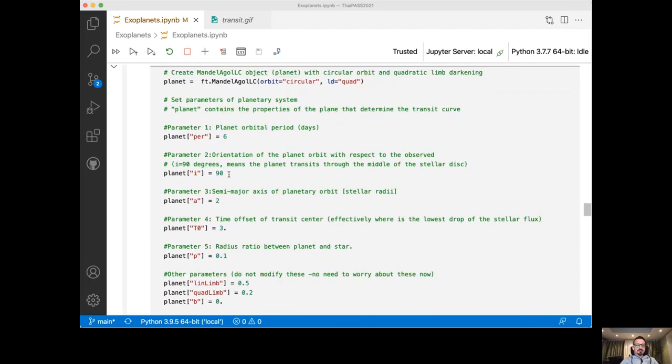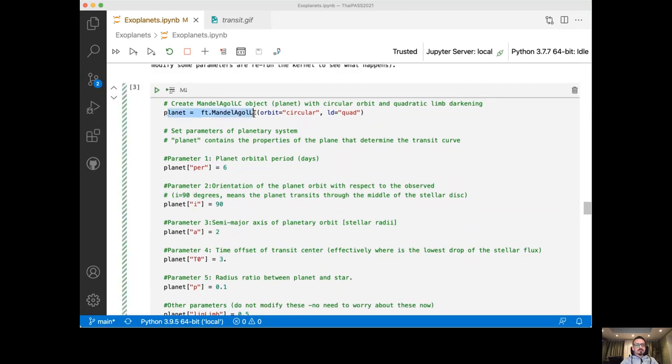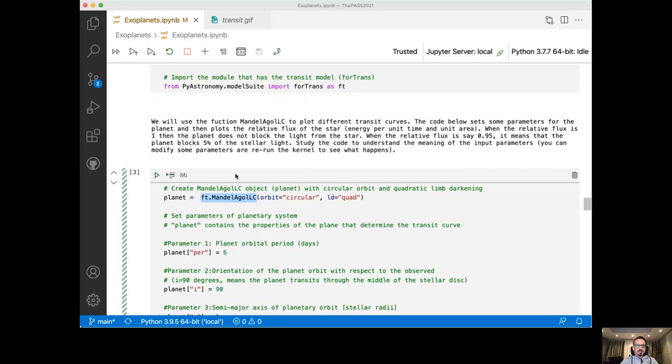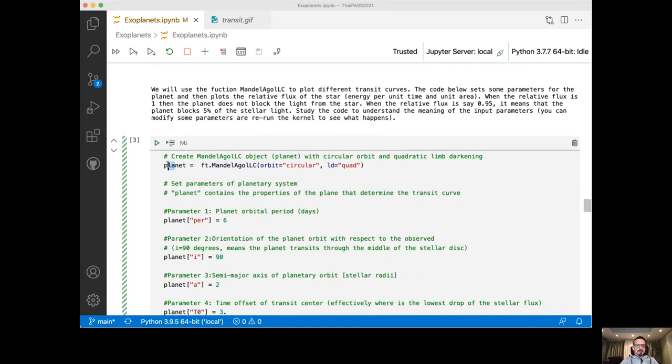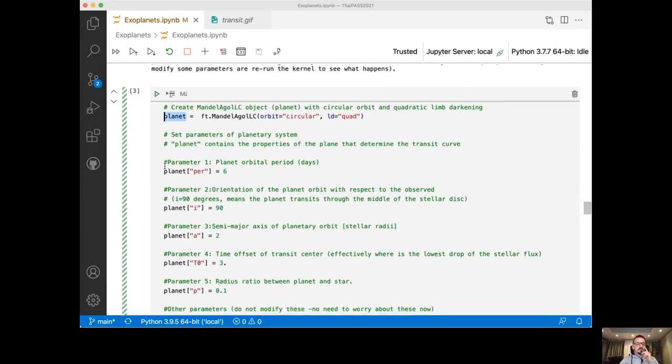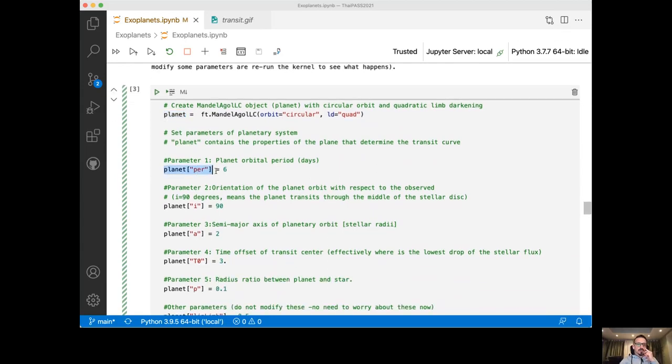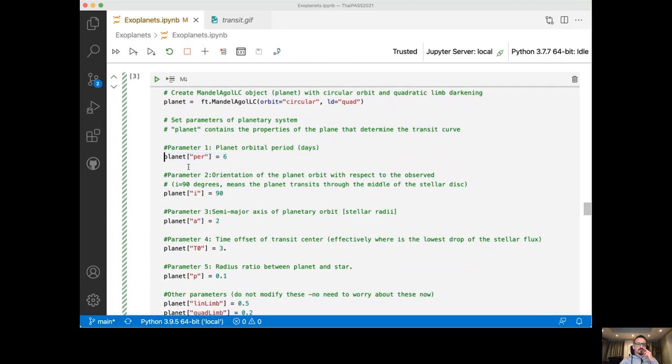Okay, so you can see I have different parameters. For example, the planet orbital period, that is given in days. When I use this command here, I use this function from the package PyAstronomy, and I create this object here that's called a planet. So a planet is an object that includes inside all the properties of the planet. Here I set the period of the planet with this line.